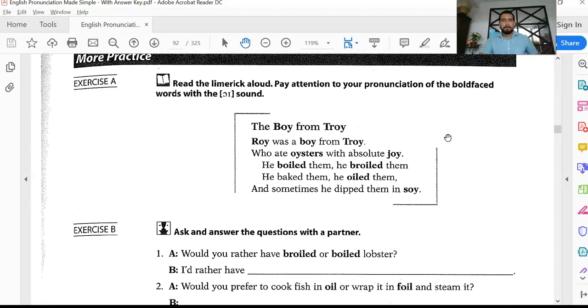Here is a limerick, The Boy from Troy. And limericks, I said in the past that they are a kind of poem for children. They're supposed to be funny and silly.